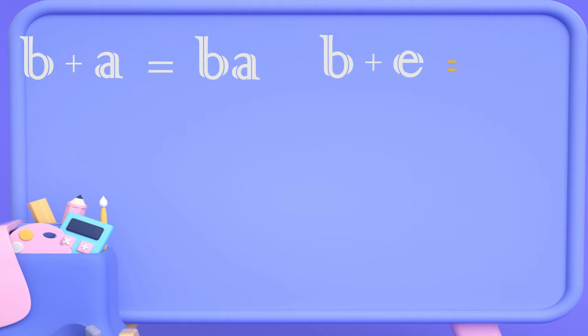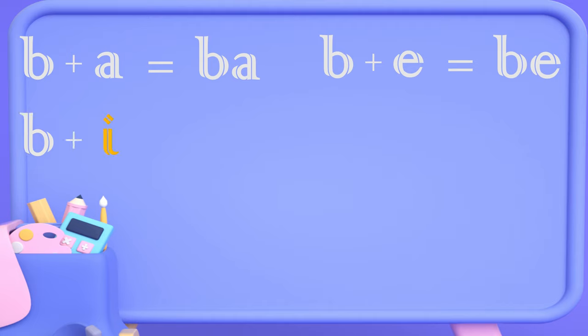Now, let's put the consonant and the vowels together like this. And I want everyone to repeat after me. B plus A makes ba. Exactly, just like this. B plus A makes ba.